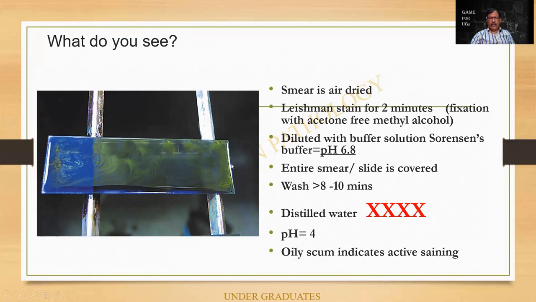If your staining is very good, what are you observing? I find an oily scum in the staining material. That means your stain is working well. After the staining is complete, I should not pour this off. Instead, with a beaker of water, I should just flush it off. And after that, I can wash it under running tap water. That is how you should do the washing. The oily scum indicates active staining.